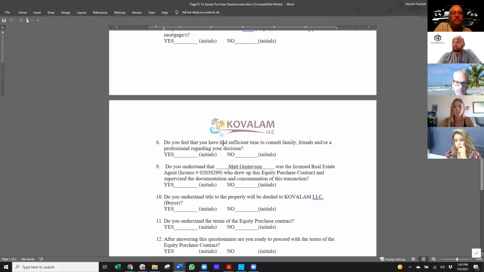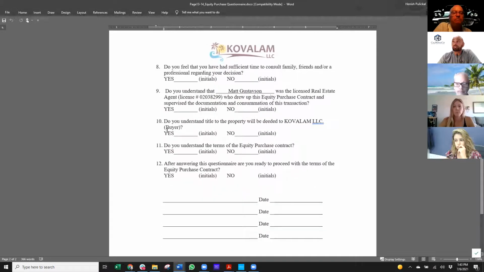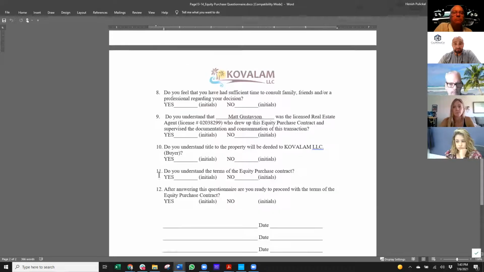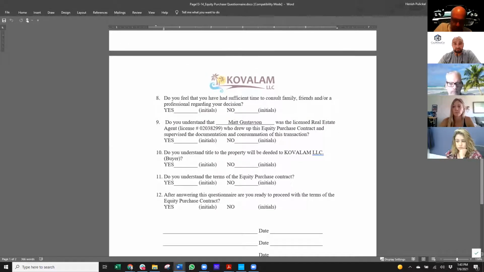Do you feel that you've had sufficient time to consult family, friends, and or a professional regarding your decision? Do you understand that whoever it is was the licensed real estate agent who drew up this purchase contract and supervised the documentation and consummation of this transaction? Do you understand the title to the property will be deeded to Covalum LLC? Do you understand the terms of the equity purchase contract? And after answering this questionnaire, are you ready to proceed with the terms of the equity purchase contract? Make sense? Mm-hmm.